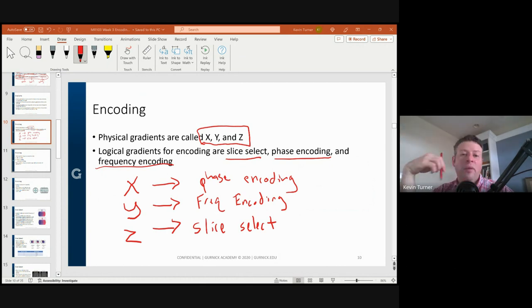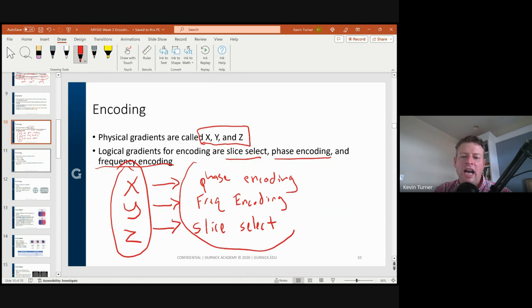The rest of this lecture, we're going to be talking about slice select, phase encoding, frequency encoding. That's pretty much the rest of this lecture. That and talking about how that creates resolution. So this is the idea here. These are the physical gradients. Those are the actual gradients that are doing the job. That's what you hear in the machine. And these are jobs that we assign to the physical gradient.